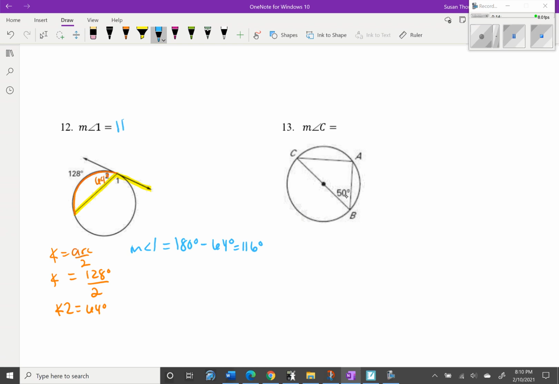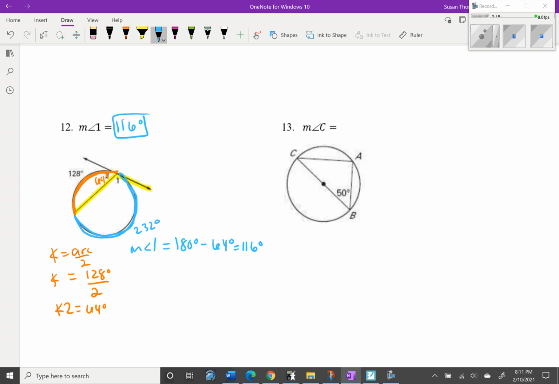Of course, that's not the only way you could have done this problem. We know a full circle is 360 degrees. So if we know that this measures 128, we can figure out this arc measure by taking 360 minus 128, which gives us 232 degrees. And so the angle equals the arc divided by 2, so 232 divided by 2 is 116. So that's a second way to solve.